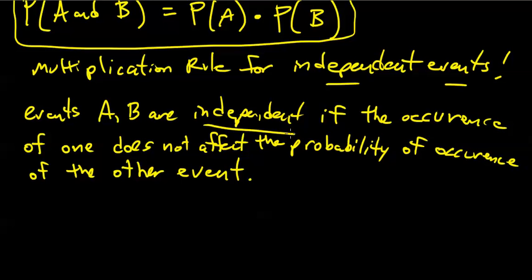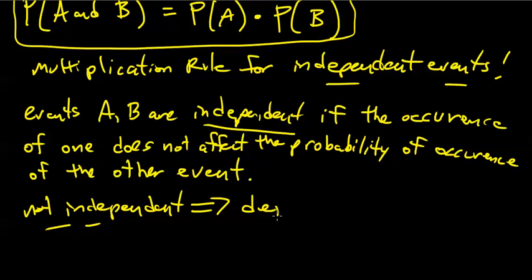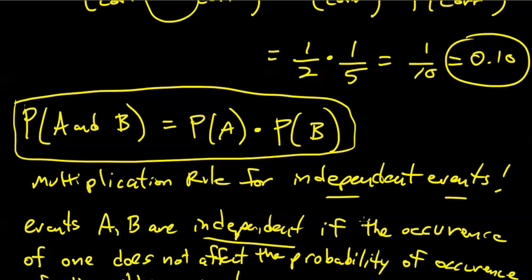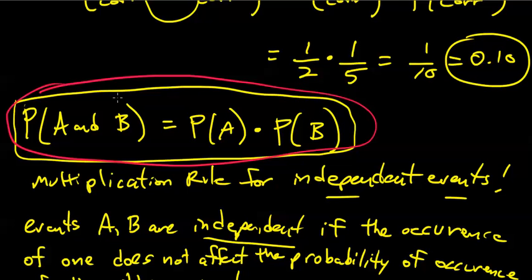and if they're not independent, well, I suppose we can call them dependent. And I think we'll bandy around both of these words interchangeably. Not independent, of course, means dependent. Alright, so we've got the multiplication rule for independent events. What about dependent events?